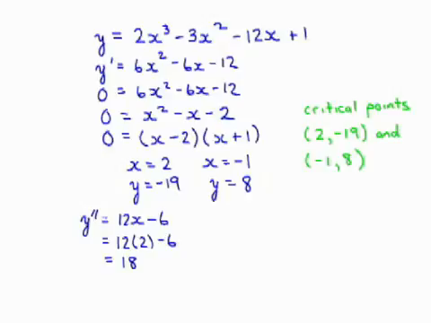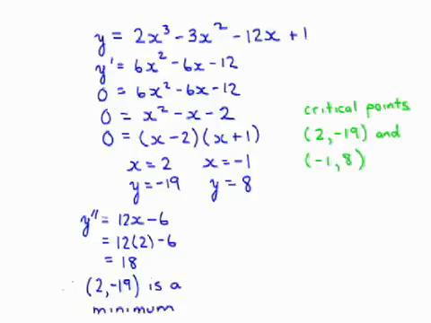Our second derivative in this case is greater than 0. So we know that the function is concave upwards at this particular critical point, meaning that the critical point (2, negative 19) has to be a minimum.